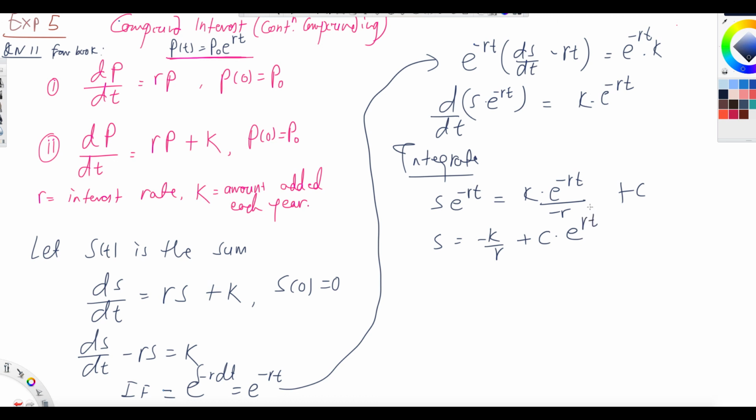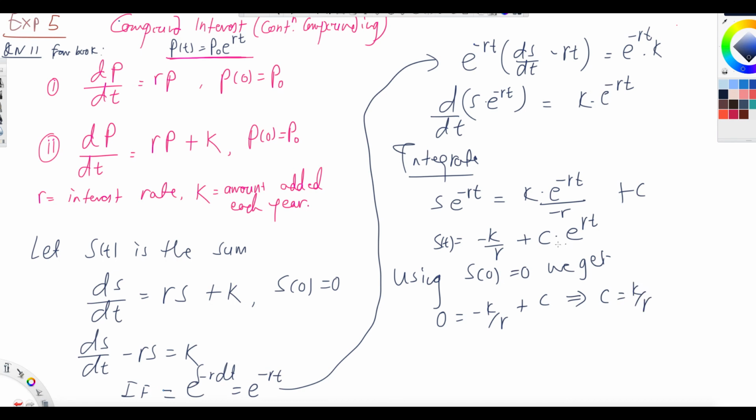C times e to the positive rt. Now let us set s(0) equals 0. Using s at 0 equals 0, we get 0 equals, because this is s(t), right? 0 equals negative k over r plus, you set t equals 0, you will get c. This implies c equals k over r.